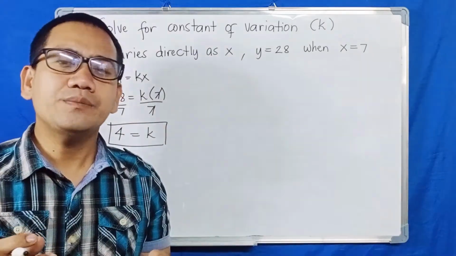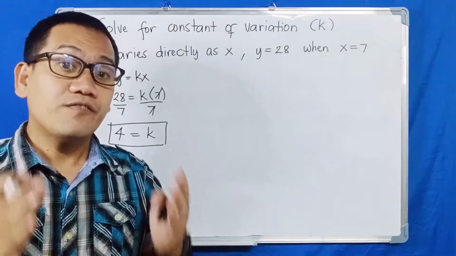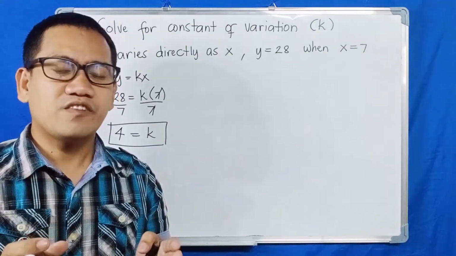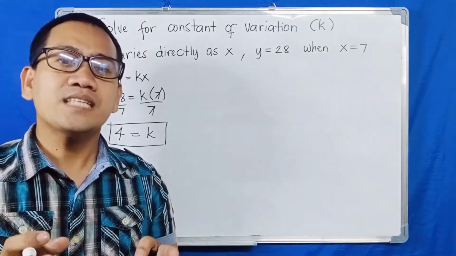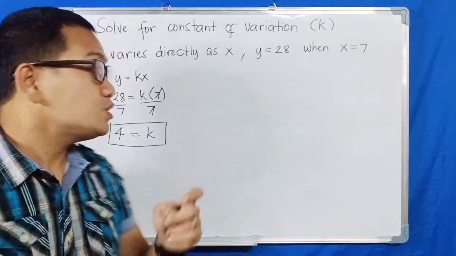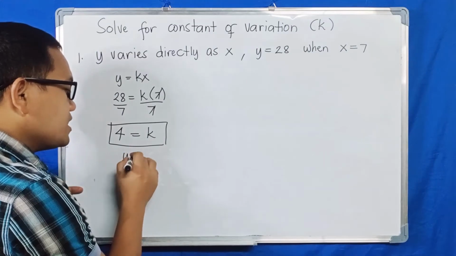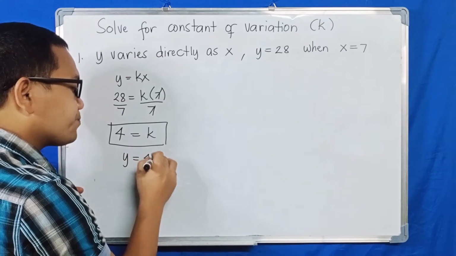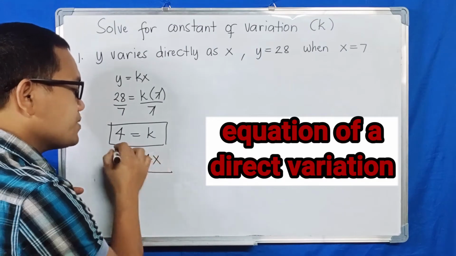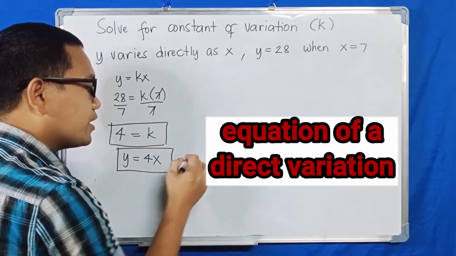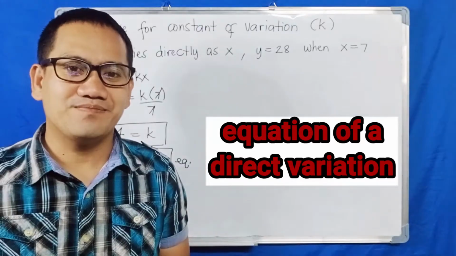So after we determine the constant of variation, finding the equation of a direct variation can be done by substituting our k into the existing equation. So that is y is equal to 4x. So this would be the equation of our direct variation.